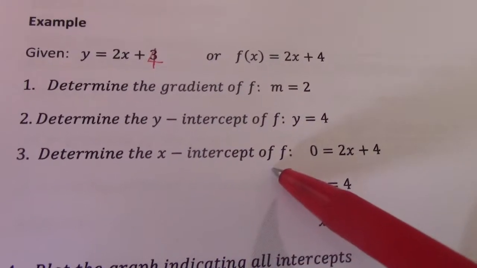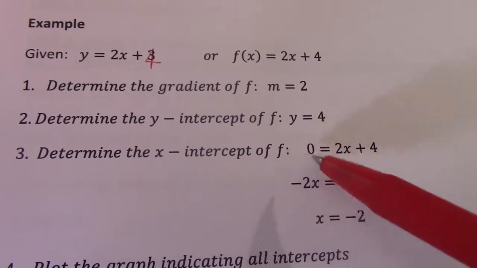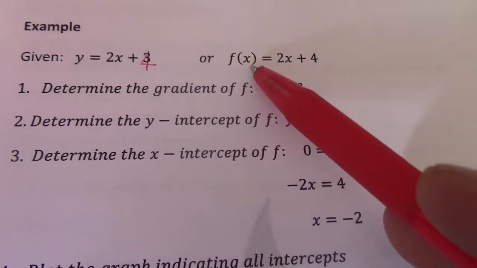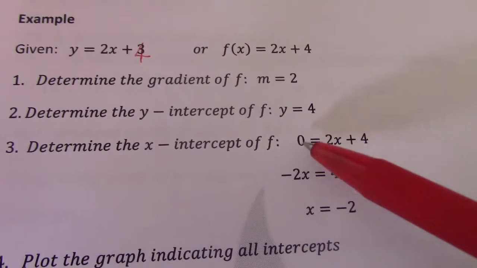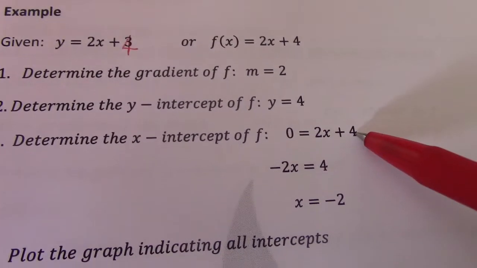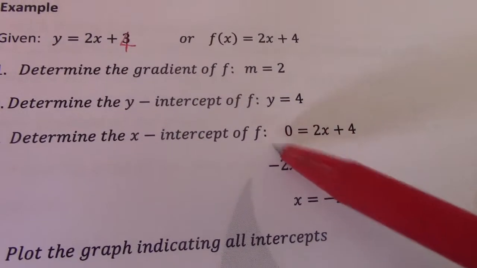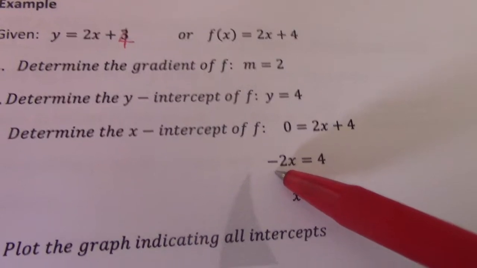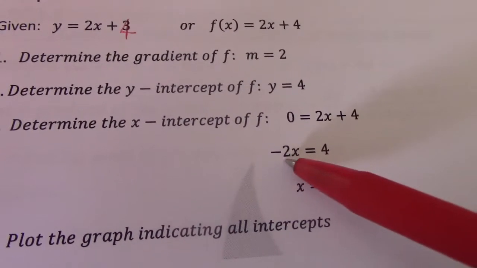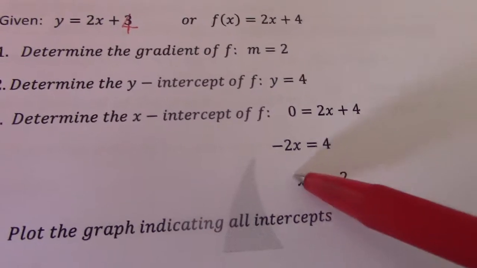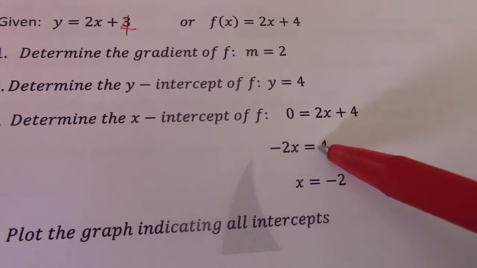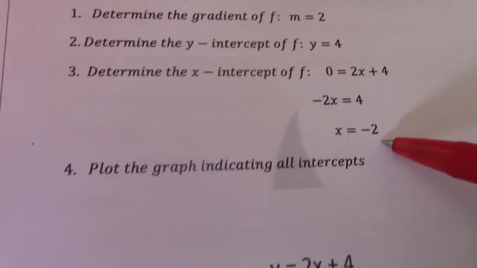Determine the x-intercept of f. We have to make y equal to 0, so instead of f of x we have 0 equals 2x plus 4. If I take 2x across the equal sign, it becomes negative. We always divide by the coefficient of x to isolate x. So 4 divided by negative 2 becomes negative 2.